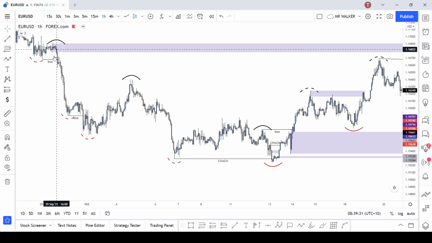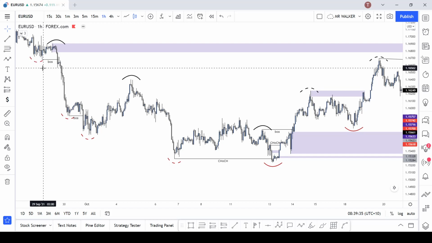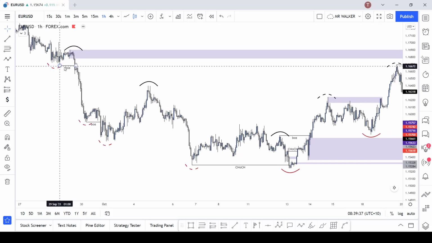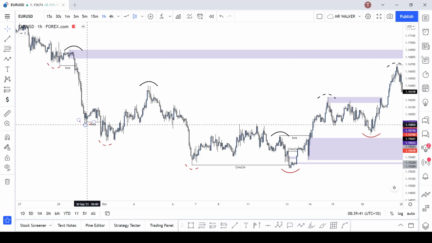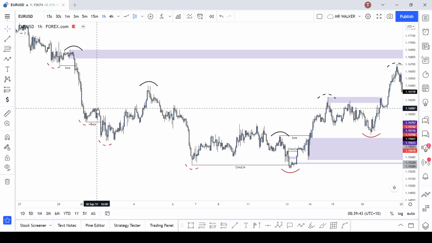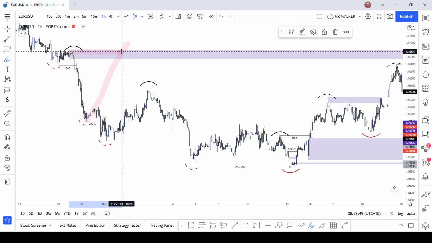Okay, so as you can see, this low gets broken. This is a lower low. This is a lower high. Break of structure to the downside. Now we have a retracement. We fail to break this high.